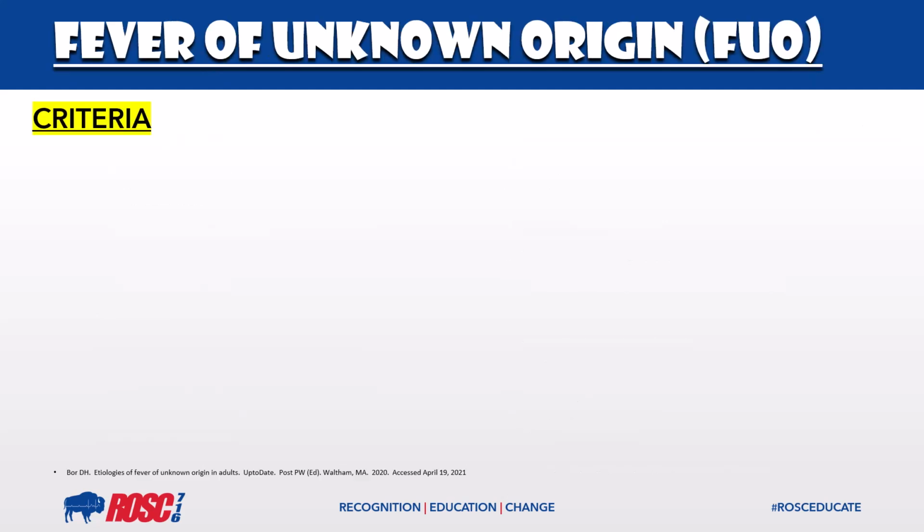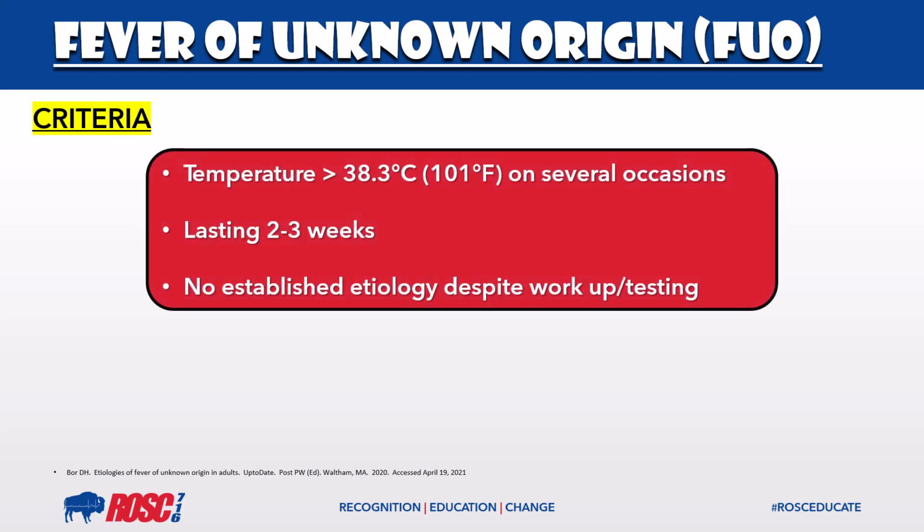So now let's briefly discuss fever of unknown origin. Everybody likes saying it, everybody wants to mention it in rounds, but very few ICU patients truly have fever of unknown origin. Taking a look at the criteria right here, you can see why. It's a temperature of 101 or greater on several occasions, but this lasts 2 to 3 weeks, and there's no established etiology despite a workup and testing.